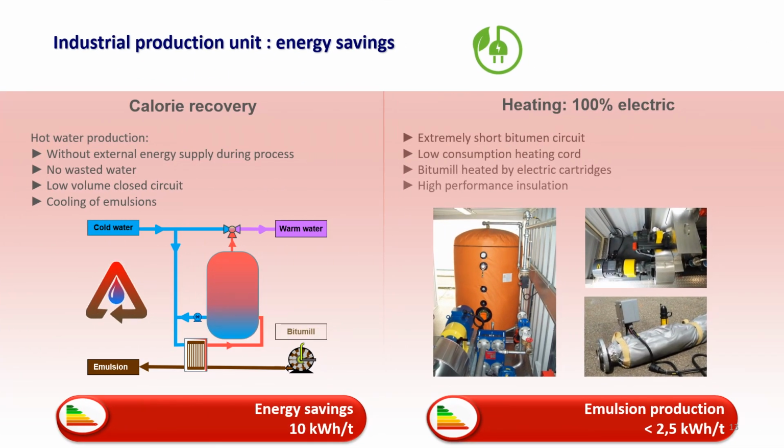The energy management is a key point in our industry. We have to heat the water needed to prepare the soap solution, and we have to heat the storage and the pipe of bitumen. Such energy spent has to be kept and used again in our process. On this slide, you can see on the left side that we have optimized the hot water generation, and on the right side that we have made a special study on electrical heating for bitumen lines and the mill. The energy saving can go up to 10 kilowatt per tons, and the electrical heating for the whole unit is less than 2.5 kilowatts per ton.